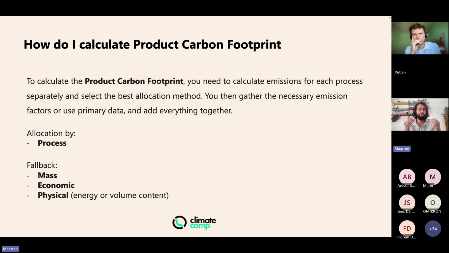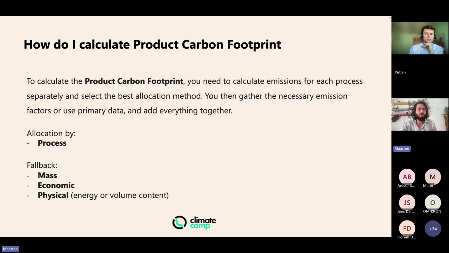So then you need to use a fallback allocation method, which can be one of three things. You can use mass, so the weight of raw materials, for example, the weight of different products that pass through a certain step. You can use an economic allocation, so the financial costs, the cost of procurement. You can use procurement data for that, sales data for that. Or you use physical units, such as energy or volume content. These are different types of allocation methods which you can use for each production step in your PCF calculation.